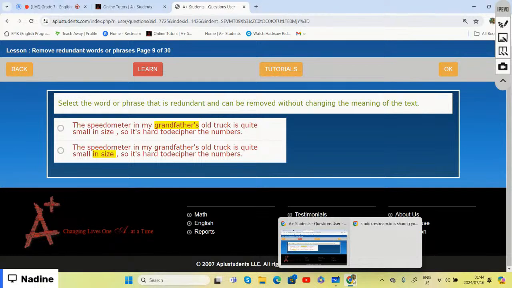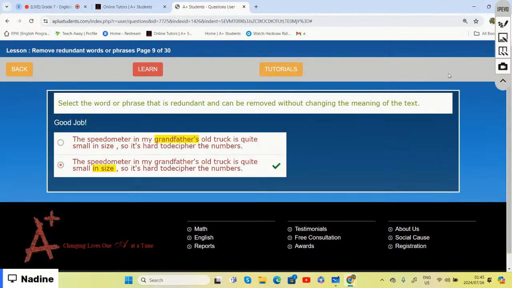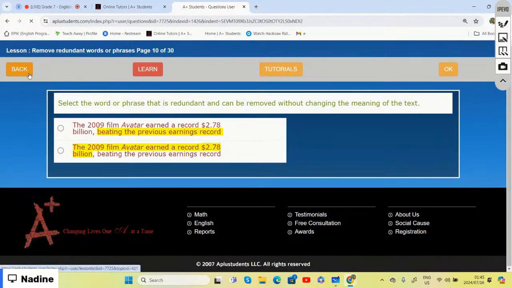Wow, thank you. All right, so which word is correct? Is it option one or option two? If we were to choose the correct one, we will choose option two, which is "in size", because that can also be the same as saying the truck is quite small. If we are saying quite small, then we don't have to still say "in size". Even if we were to remove "in size", our sentence will still make sense. All right, that is correct.